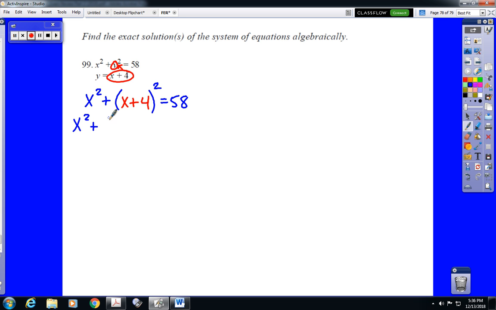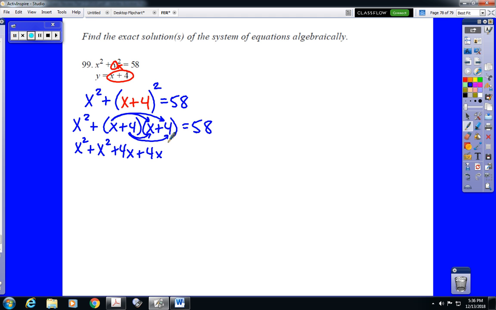Now you're going to want to write x squared plus 16, but that is not correct. That is saying we are going to multiply x plus 4 times itself. So we're going to have to FOIL that out. X times x, so we have the x squared out front already. X times x is x squared. X times 4 is 4x. 4 times x is 4x. And 4 times 4 is 16.